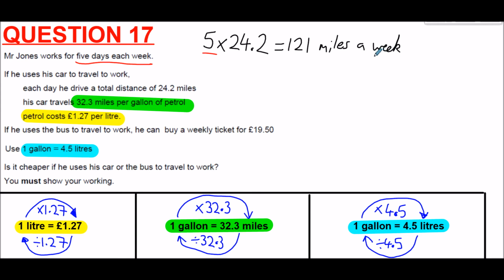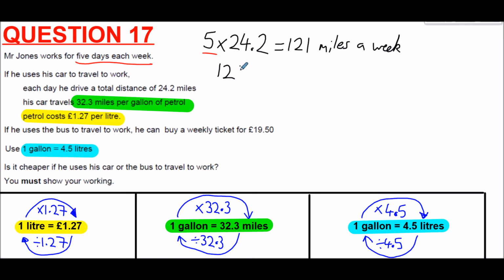So the car apparently needs 1 gallon of fuel for every 32.3 miles it travels. We know he's going to be travelling 121 miles in a week. So how many gallons would he need? So we're looking at this conversion here. To change from miles to the gallons required, we're going to be dividing by 32.3.